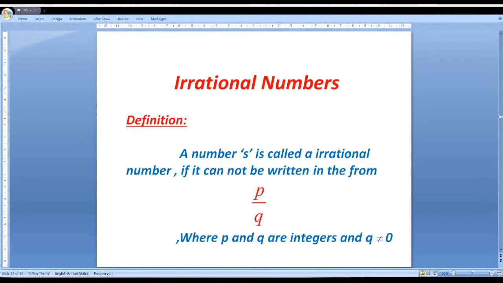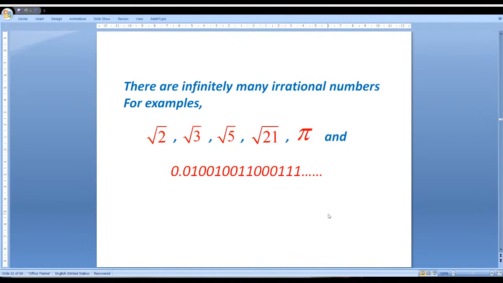So there are infinitely many irrational numbers. For example, root 3, root 2, root 5, root 21, pi, 0.01001000111 and so on.